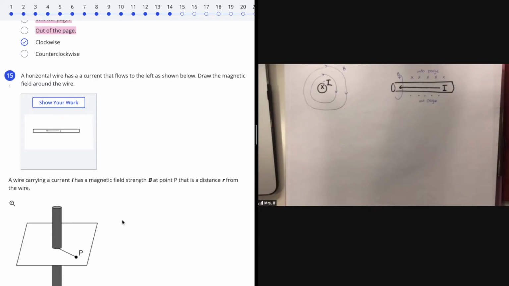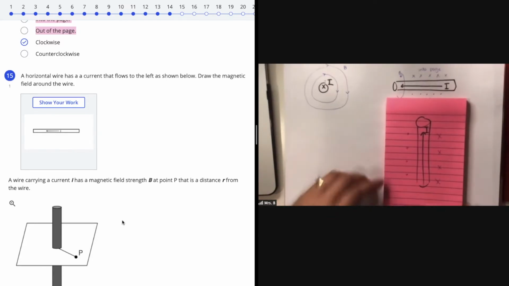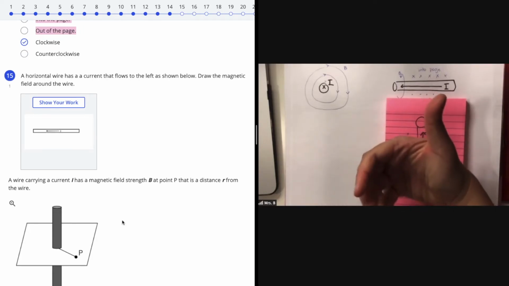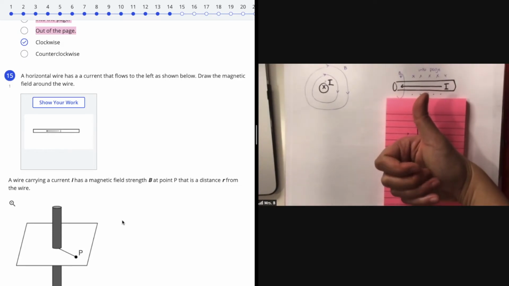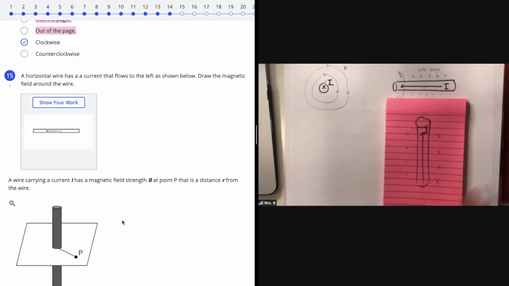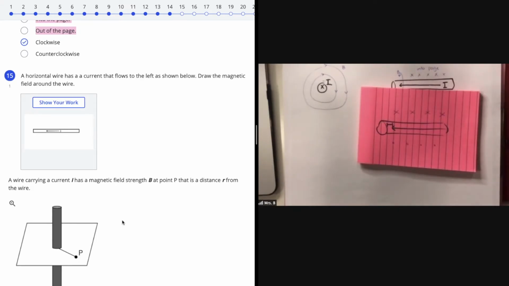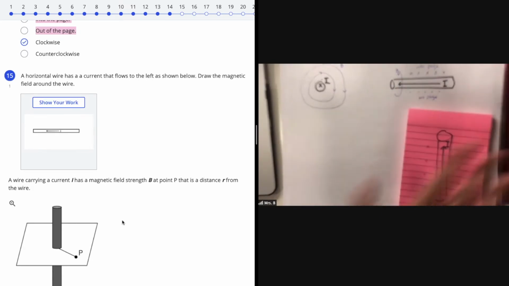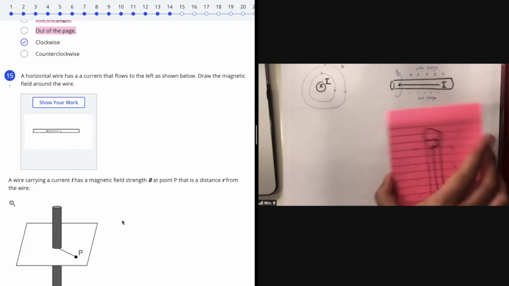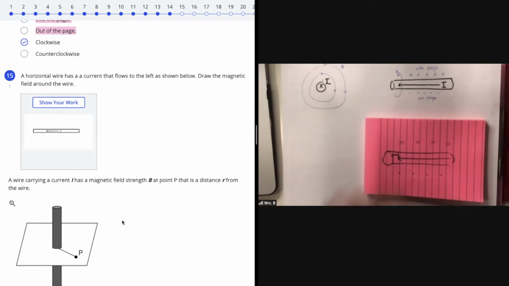A strategy that I mentioned in class here, because this year you have an open notes test, is take the image we started with in class. We knew this one to be correct. Our fingertips were going out of the page on the left-hand side of the wire and into the page on the right-hand side of the wire. And simply rotate it until it matches up with the current orientation that you were given. This works this year because you have open notes. So you really don't have a huge excuse for this one.